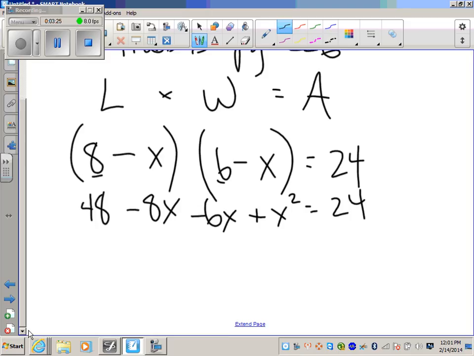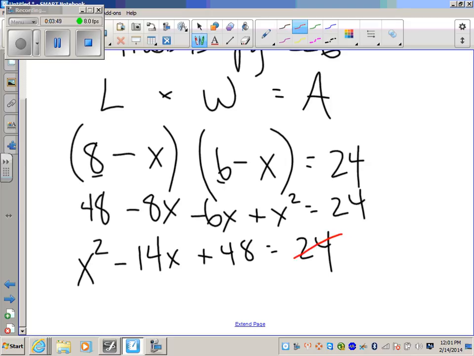Normally we see descending order, right, using vocab from the past. And then a negative 8x and a negative 6x combine to give me a negative 14x. There's a positive 48 equals 24. We want this to equal 0, so we have to get rid of that 24 by subtracting it from the 48, giving 24.